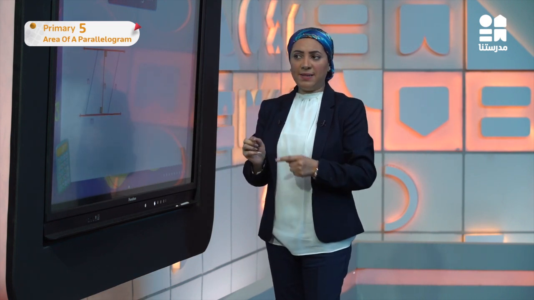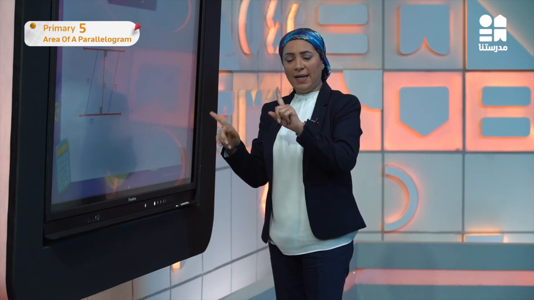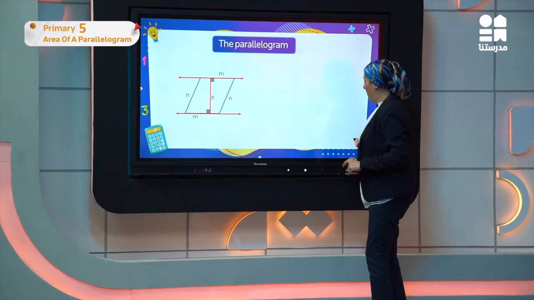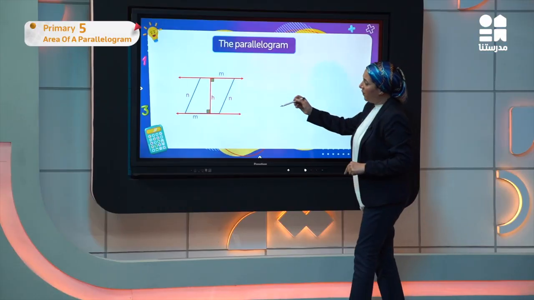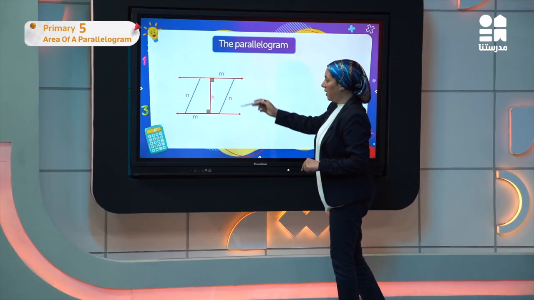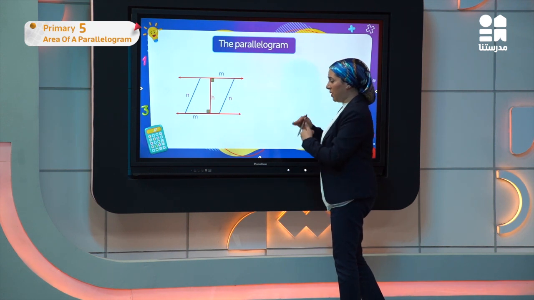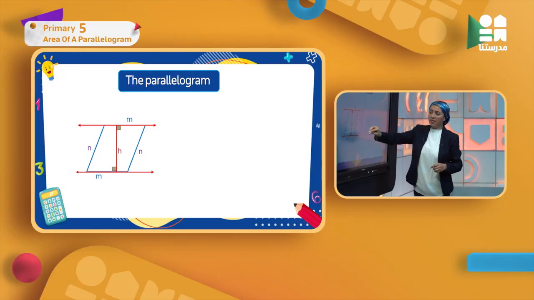Okay, as we said before, the parallelogram has two pairs of sides. Each pair of sides has its own length, which is not the same as the length of the other two sides. As we see here, we have the red sides, the two sides that are red, parallel to each other, and these two have the same measure, or the same length.